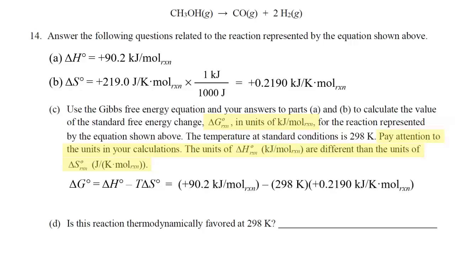Let's plug in our numbers into the Gibbs free energy equation. So 90.2, which is our delta H, minus 298 times positive 0.2190, which is our value for delta S. And when we do this math, we get a delta G of positive 24.9 kilojoules per mole of reaction. So is this reaction thermodynamically favored at 298 kelvins? And the answer is no, because the sign of delta G at this temperature is positive.